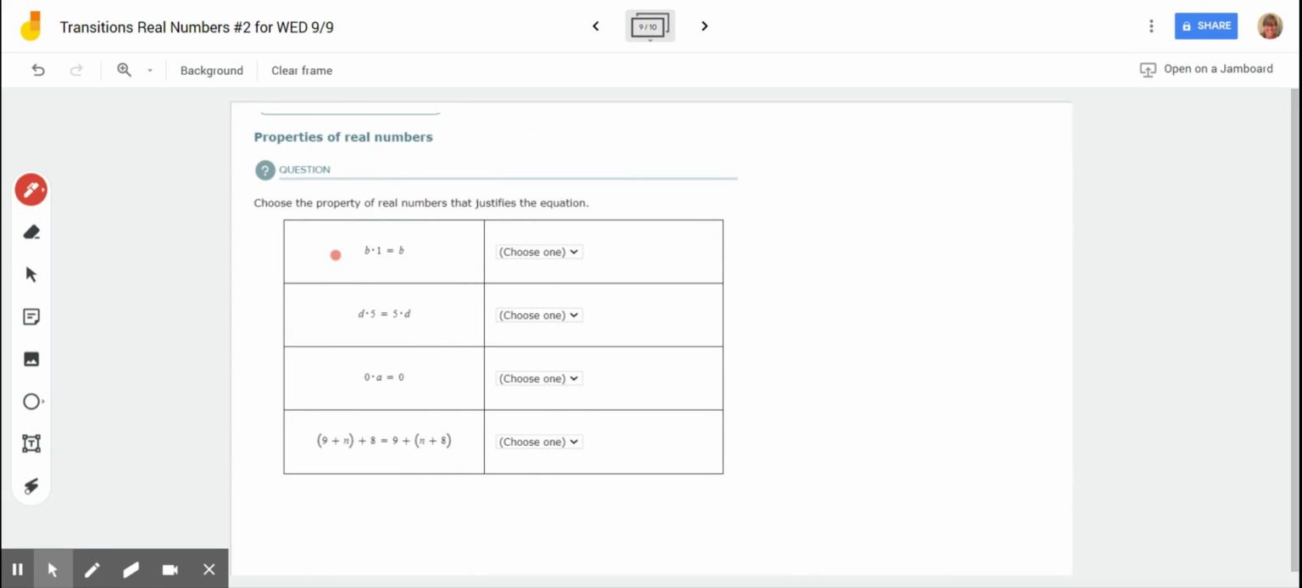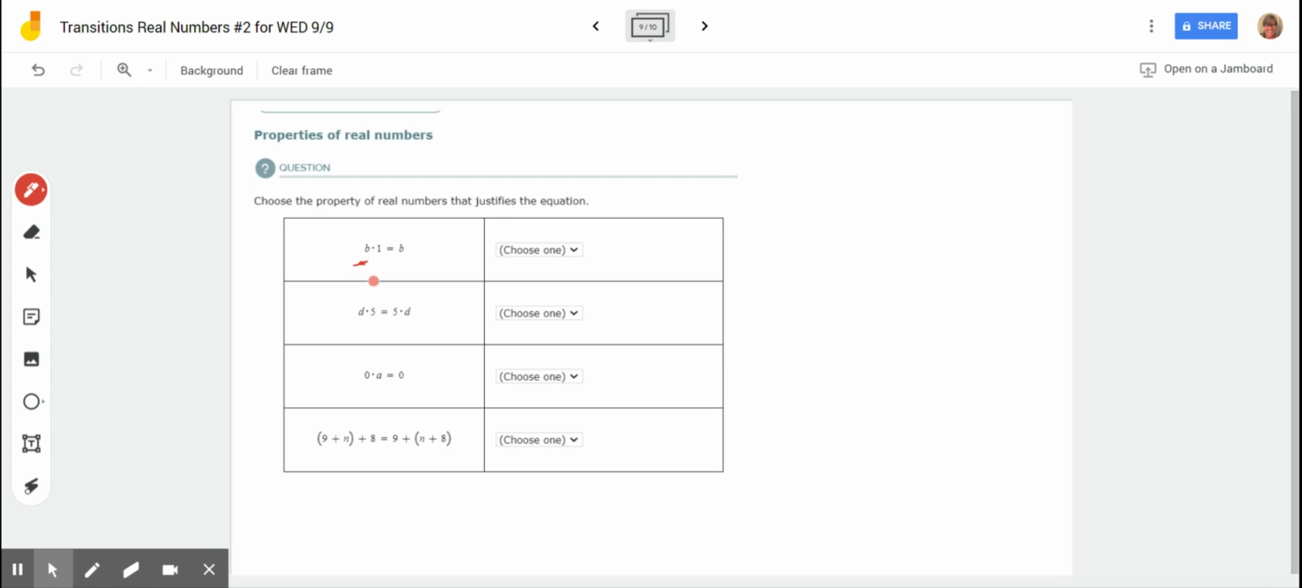Okay, moving on. Take a look at this one. Choose the property of real numbers. B times 1 equals B. Oh, look. He identifies as B, multiplies himself by 1, and he's still B. All right, so this is the identity property. You can always go back and look at the chart, by the way. But this is the identity property. We did not change the identity of B. And is it of multiplication or of addition? It's multiplication. Addition would be adding 0.